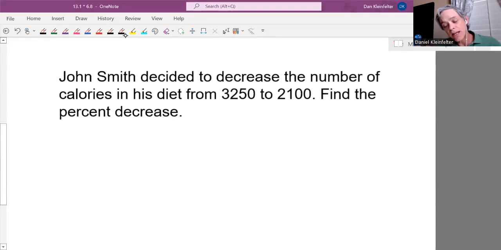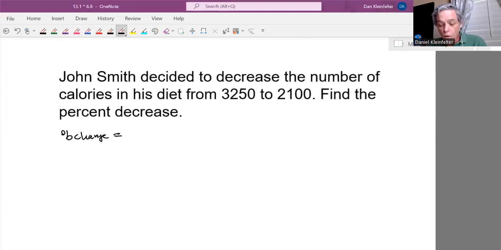Okay, John Smith decided to decrease the number of calories in his diet from 3,250 to 2,100. We're going to find the percentage decrease. So take a minute, pause the video, try this yourself, and then restart it and see how you did.